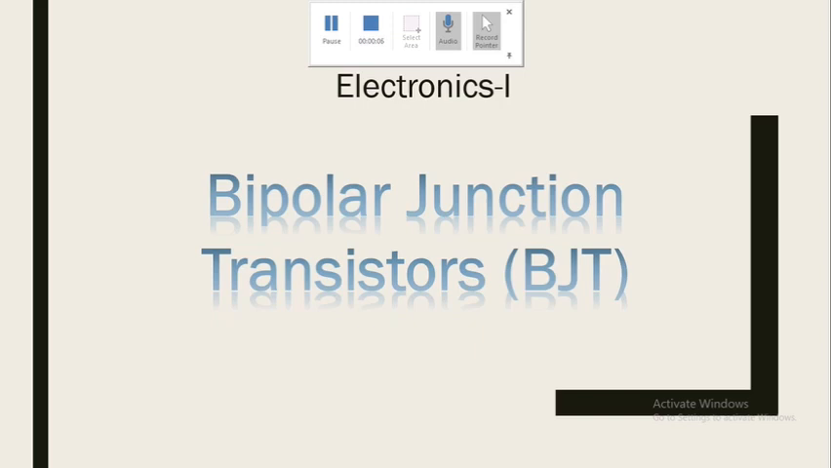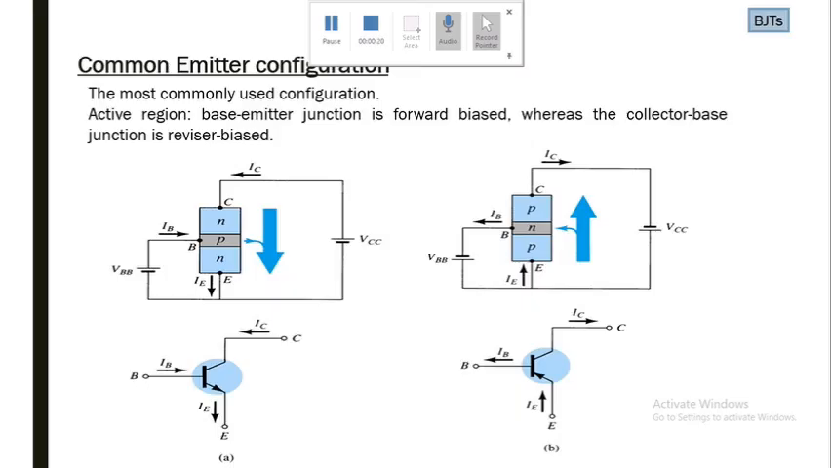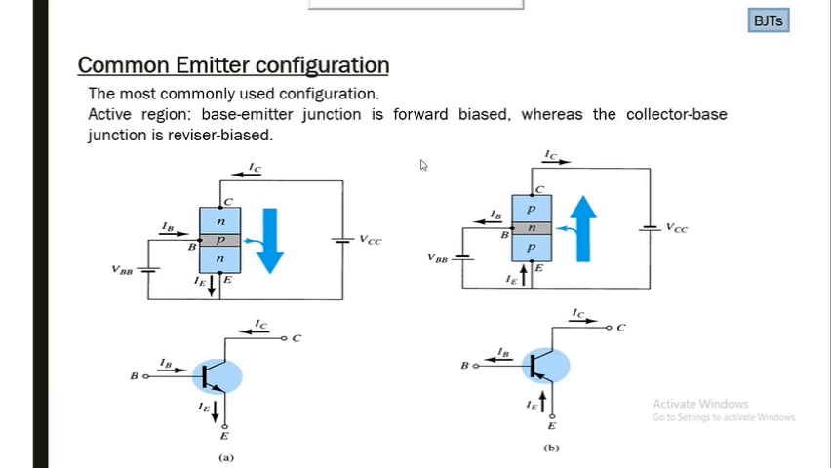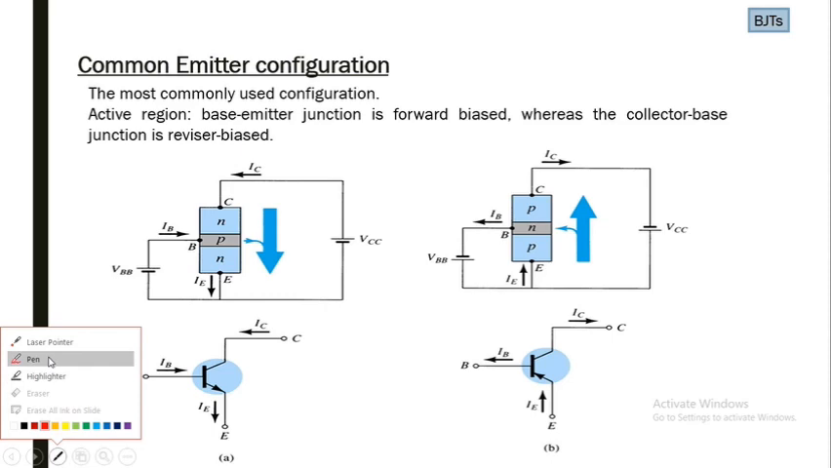Hello, in this lecture we are going to discuss common emitter configuration and common collector configuration of BJT transistors. So, common emitter configuration, this is the most frequently used configuration. Same thing which we discussed earlier, that in active region base emitter junction should be forward bias and base collector junction should be reverse bias.